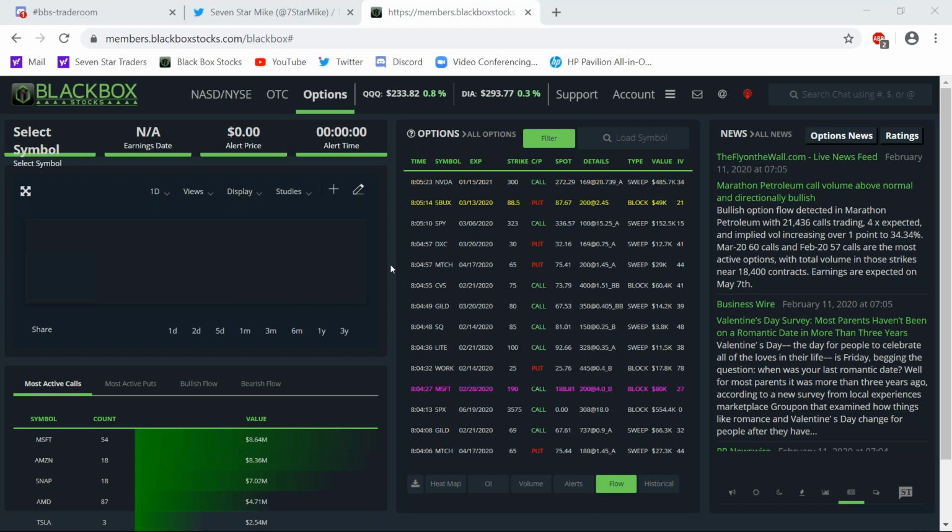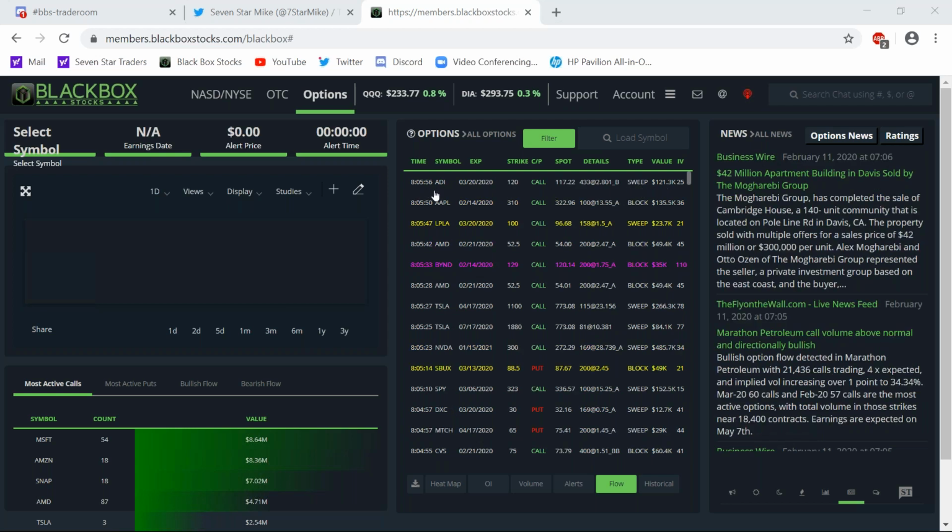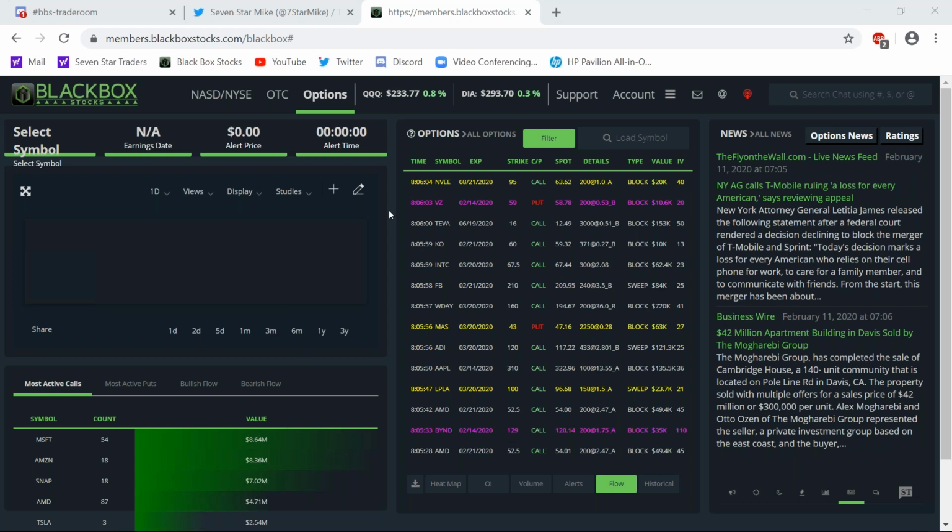What BlackBox is picking up is all the trades on the exchange that meet these specific algo criteria. As this is filtering in, these are trades that are actually placed and executed on the exchange as we see them on the scanner. This Beyond trade, someone just put $35,000 into Beyond and it literally just executed for them. Someone just put 49,000 and 23,000 in LPLA, 135,000 in Apple, 121,000 in ADI. These are trades being executed on the exchange as we're seeing them come across the scanner. So there's no delay.